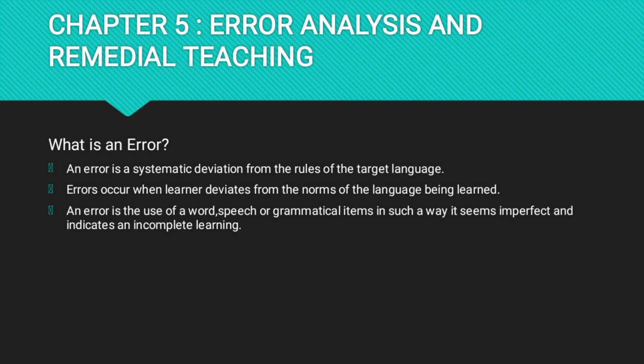What is an error? An error is a systematic deviation from the rules of the target language. Error occurs when a learner deviates from the norms of the language being learned. An error is the use of a word, speech, or grammatical item in such a way that it seems imperfect and indicates an incomplete learning.